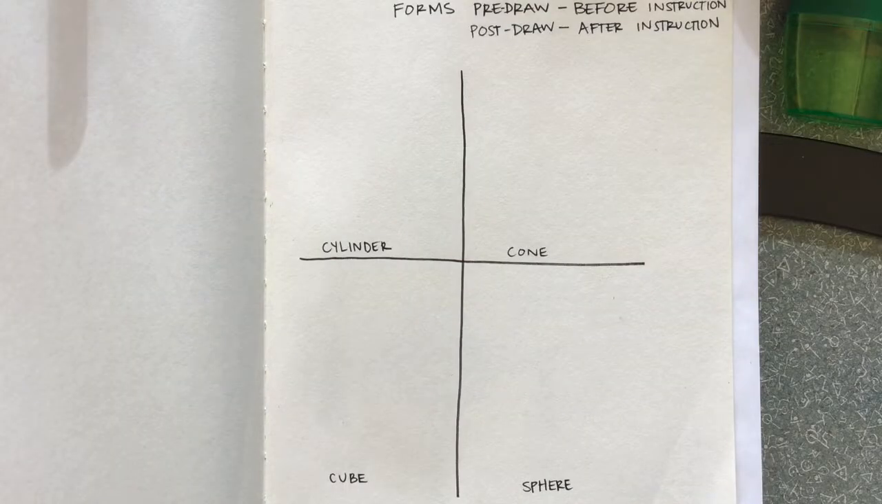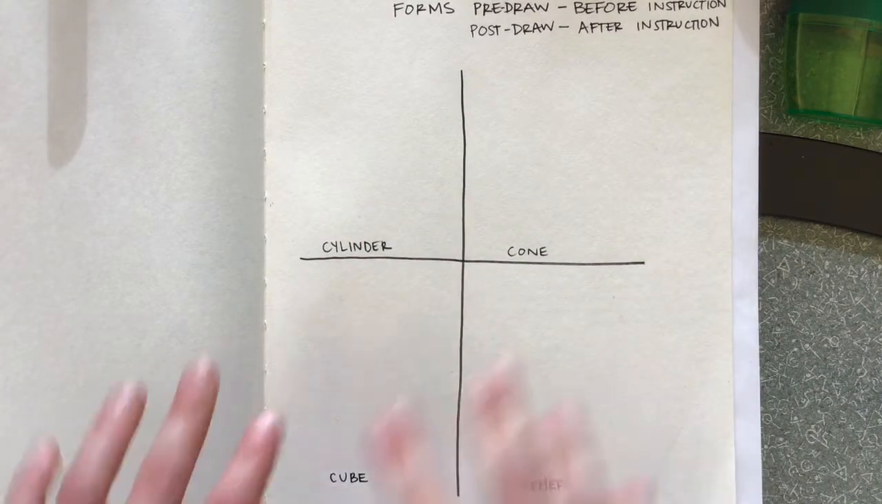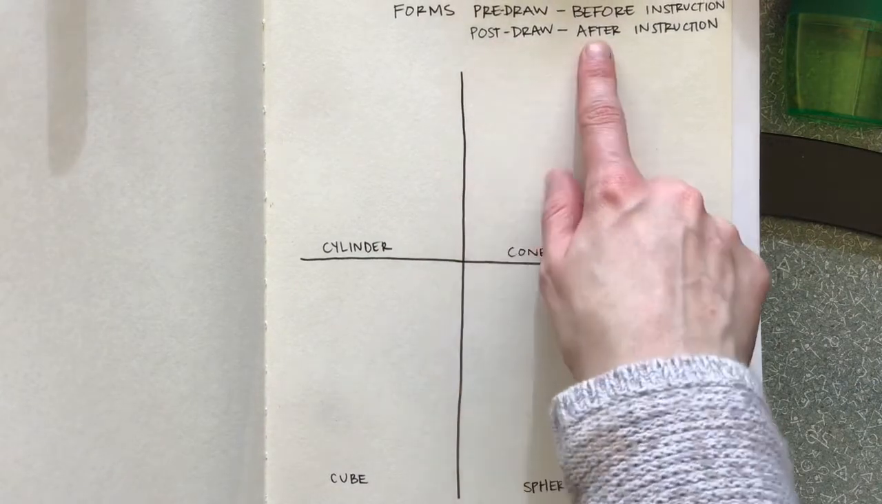Greetings, artists. In this video, I'm going to walk you through how to draw and shade some basic forms, including a cylinder, cone, cube, and sphere. You should already have your pre-drawing of these, and you can just set that aside. Please make a new page or a new chart to do your post-drawing or your after drawing.